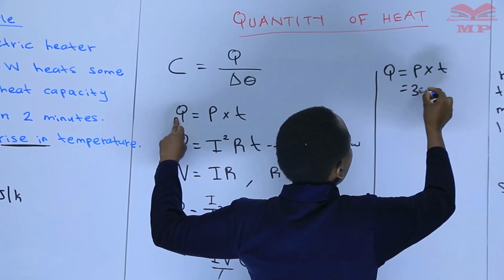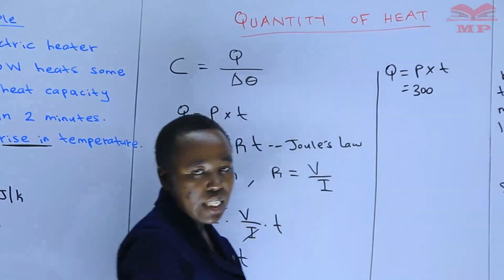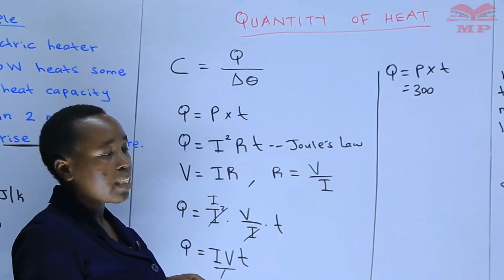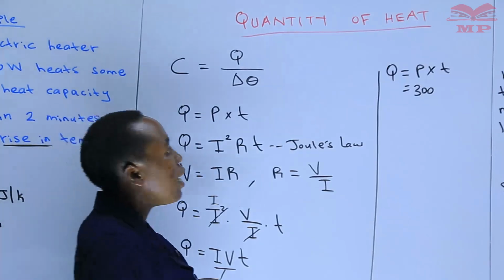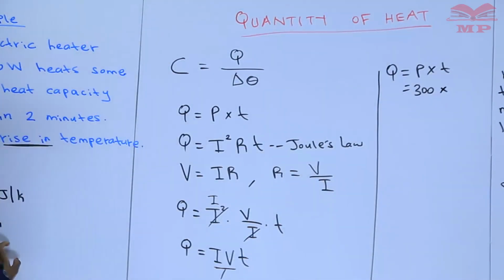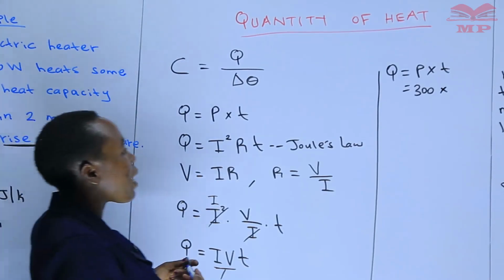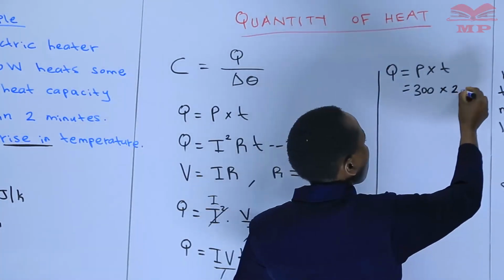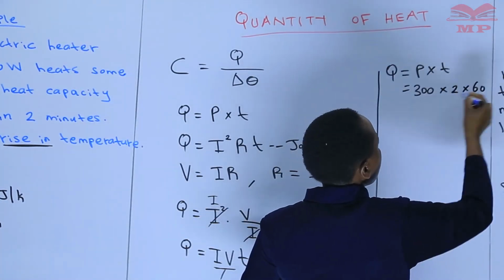And power we are given in its SI unit, which is 300 watts. Watt is the SI unit of power. We multiply by time. We are given time in minutes, and we need to express it in its SI unit, which is seconds. So we must convert the 2 minutes into seconds by multiplying by 60.